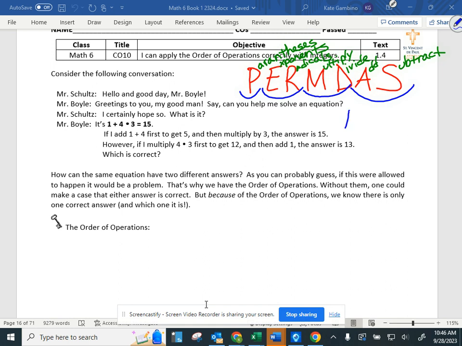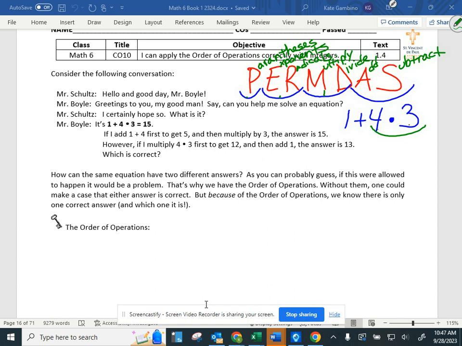So here is the problem that Mr. Boyle had. 1 plus 4 times 3. Do we have any parentheses? No. So now I go to my next level. Do we have any exponents or radicals? No. So I go to my next level. Do we have any multiplying or dividing? Yes. I have to do that first because it comes before adding and subtracting.